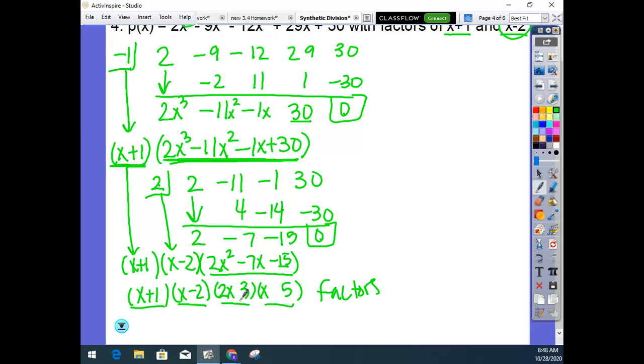5 and 3. Where does the 7 come from? 2x times 5 is 10x. 3 times x is 3x. And when I subtract, I get 7. 10 minus 3 is 7. So the 10 needs to be negative. So the 5, that makes the 10. 3 is positive.